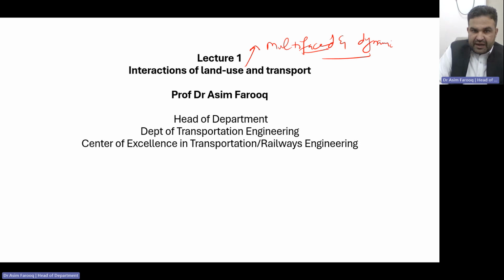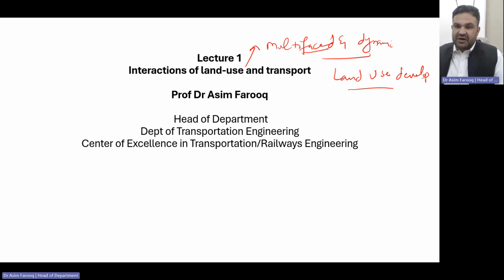How the land use related decision, or land use developmental decision, can affect the decision of the behavior, or how it can affect the decision of the transportation developer, and how land development takes place. In this session, we will try to understand different theories so as to understand the underlying land use transportation interaction through different modeling.